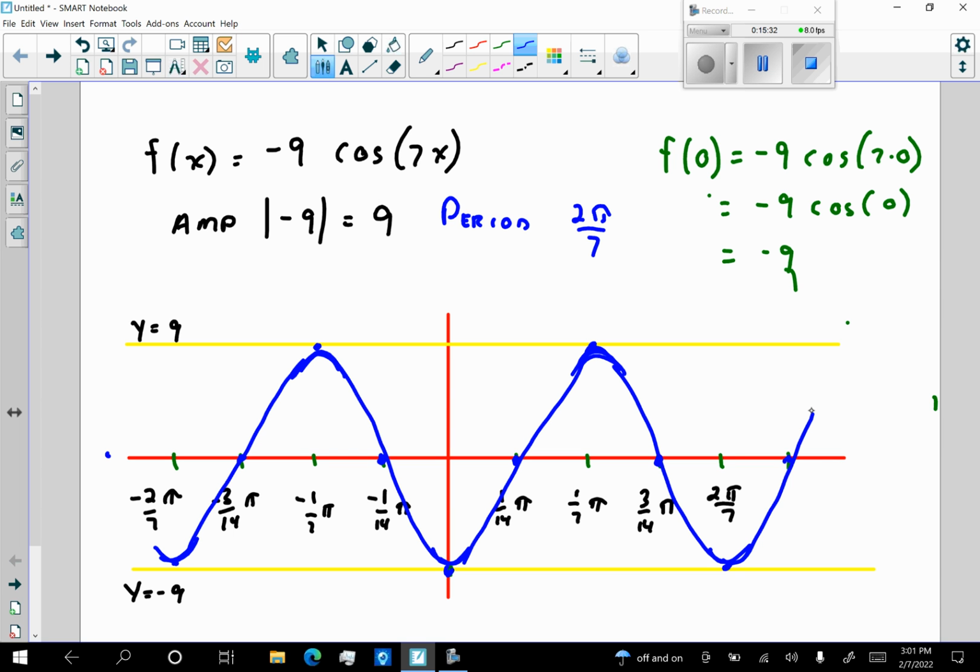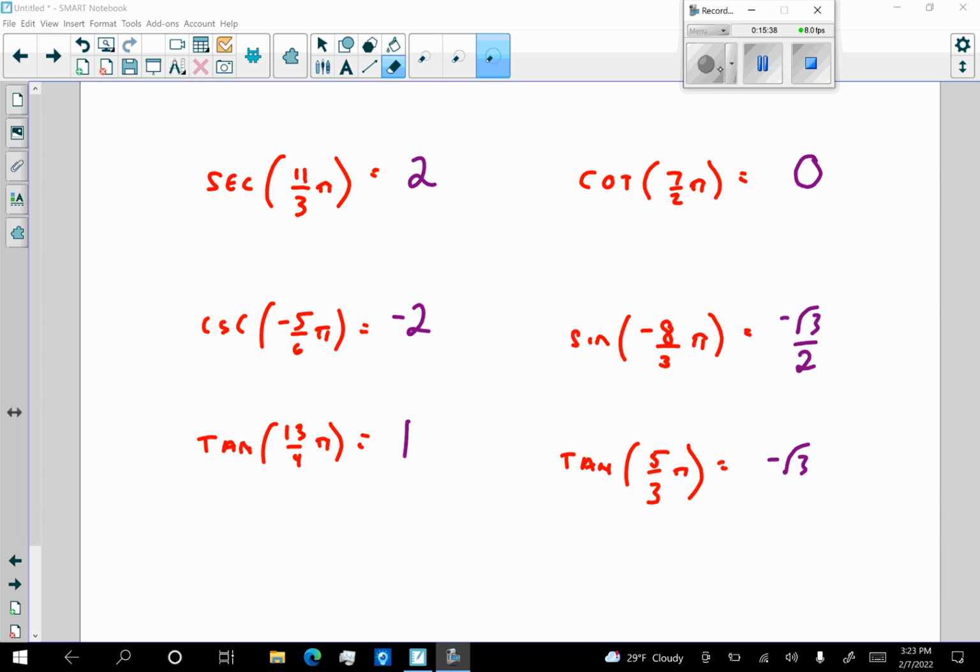Okay. Let's solve. So I've got some answers here. Let's check these. I'm not guaranteeing that these are all correct. So are they all correct? All right, very good.